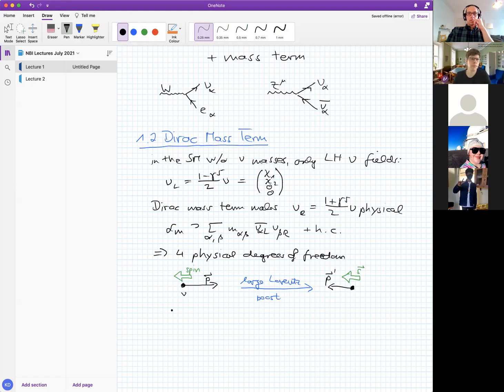So in principle, we are done. In principle, we've now introduced neutrino masses. So in principle, we can now explain all experimental observations of neutrino masses.